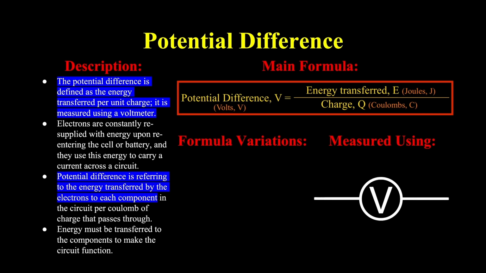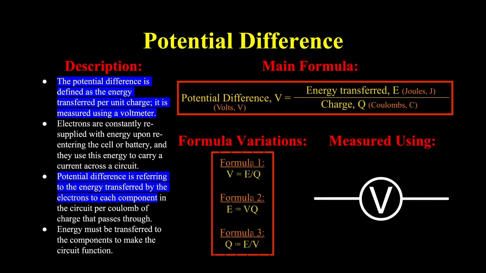This main formula can be mathematically rearranged to obtain two additional formulas, as can be seen here. So formula 1 is the main formula we have above. It's the same as the main formula. Formula 2 allows us to calculate the energy transferred given the potential difference and the charge. And formula 3 allows us to calculate the charge given the energy transferred and the potential difference.